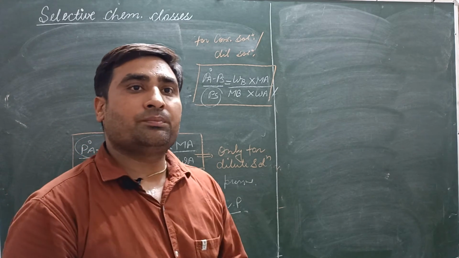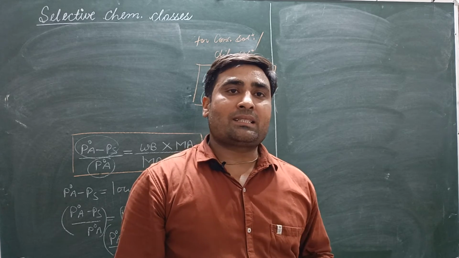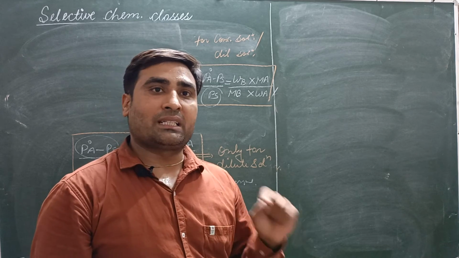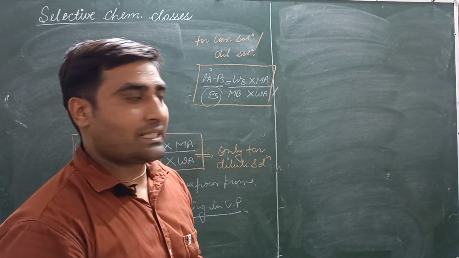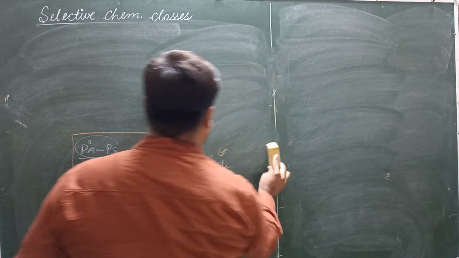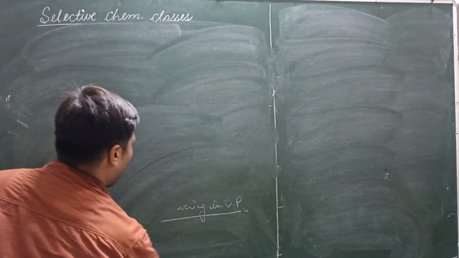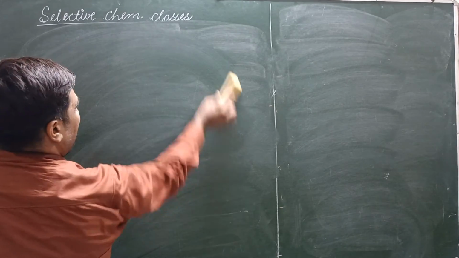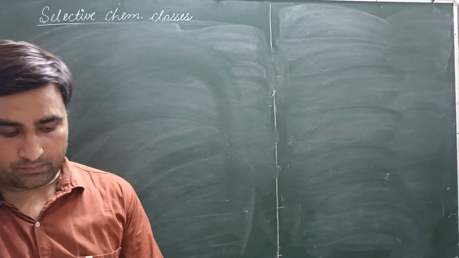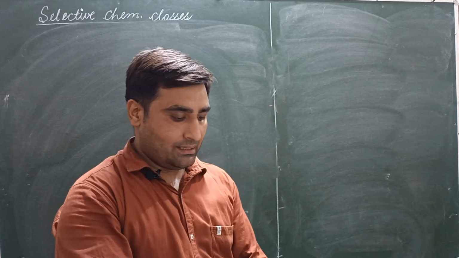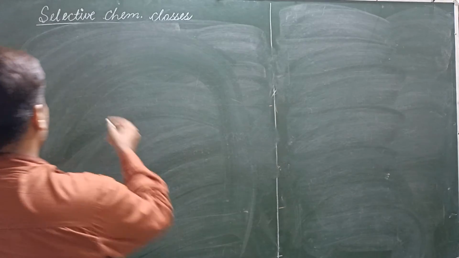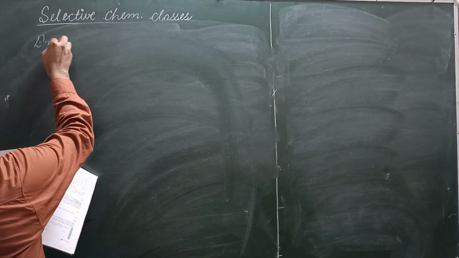So let's solve some numericals on the basis of this colligative property. How we have to make an attempt at such questions. Let's take one example. We are having NCERT solved example 2.6.